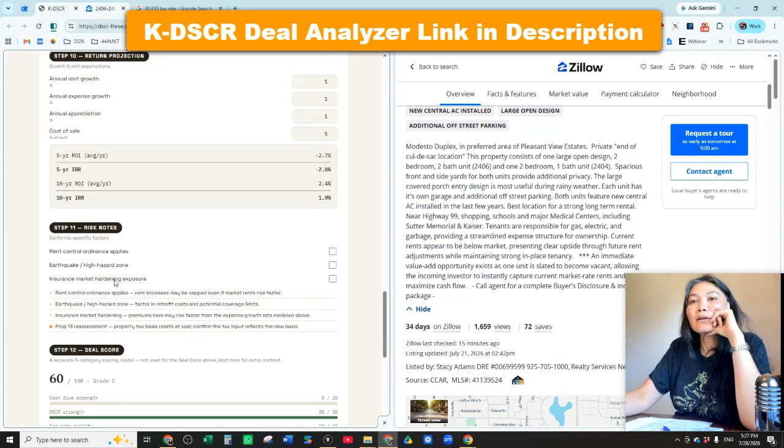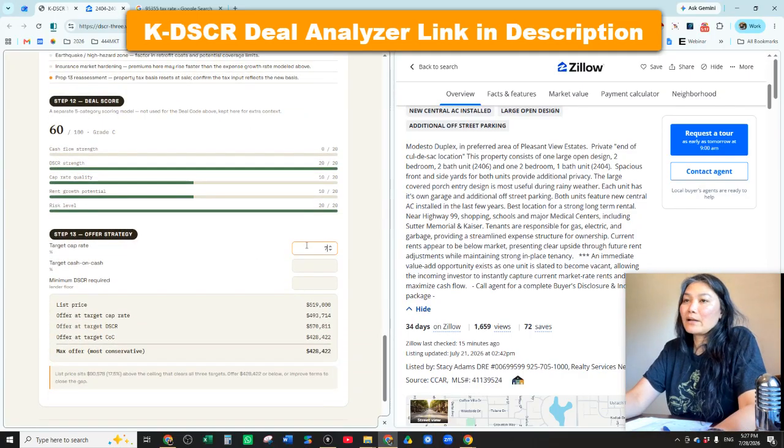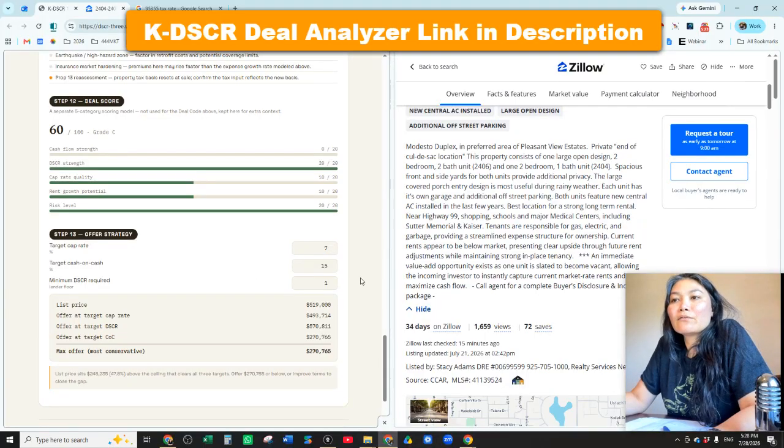Insurance, we don't really have much of a problem there. In Modesto, earthquake, no. Rent control, not really. For cap rate, I'm looking for a 7 cap and 15 cash on cash. That's kind of my offer strategy. They're asking for 519. Per cap rate of 7, I can offer a little bit lower, close to 500.